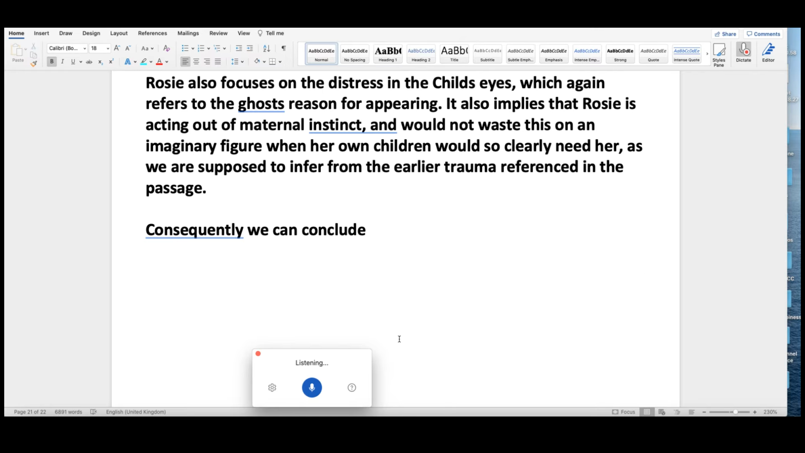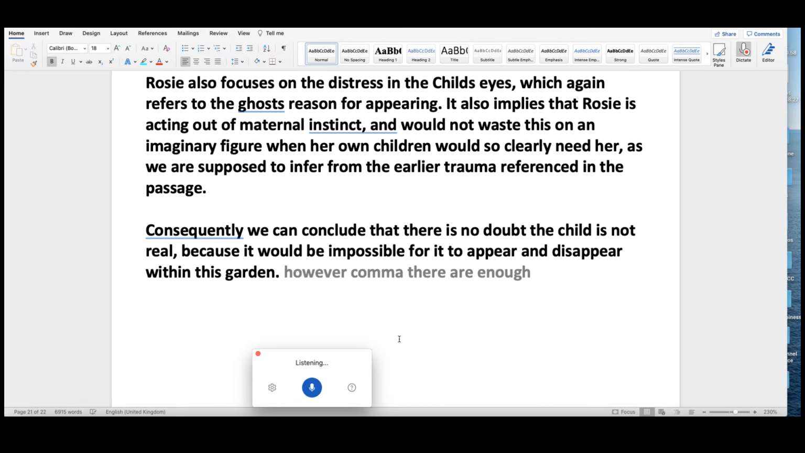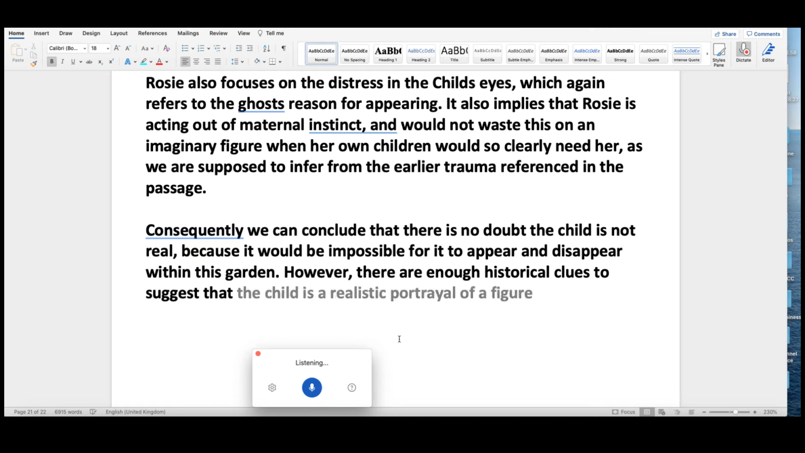Consequently, we can conclude that there is no doubt the child is not real, because it would be impossible for it to appear and disappear within this garden. However, there are enough historical clues to suggest that the child is a realistic portrayal of a figure from the past, and therefore is probably a ghost.